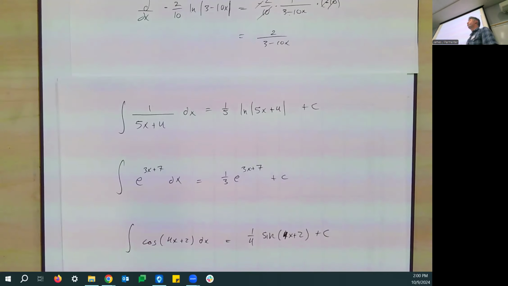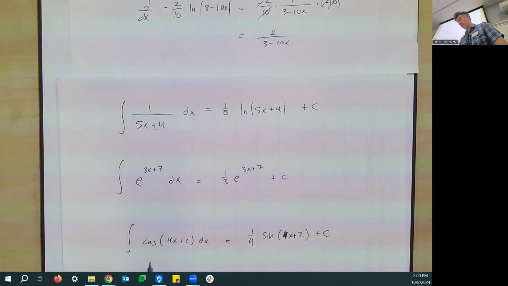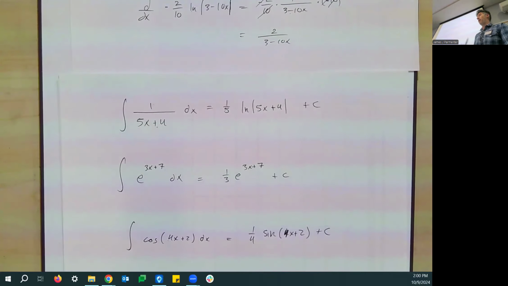So if your choice for u would have been some mx or some mx plus b, what almost always ends up happening is we end up dividing by the coefficient of x. So we end up dividing by that m. Every time here: u would have been 5x plus 4, we divided by 5. U would have been 3x plus 7, we divided by 3. U would have been 4x plus 2, we divided by 4. That is not a coincidence. It is a pattern that you should believe in and use.